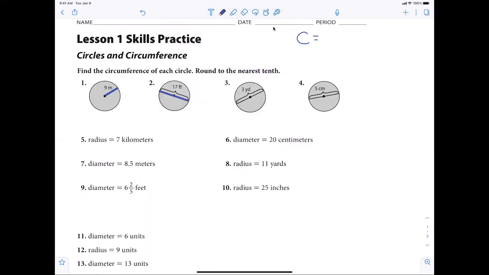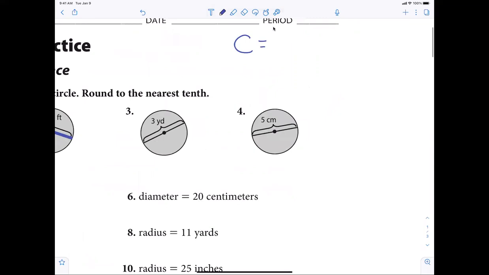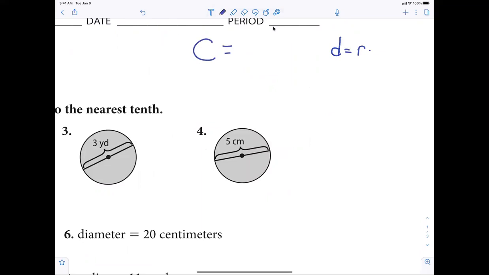Yep, close. Radius times two. So that's a good thing we should know anyway. The diameter is always the radius times two, or we say the diameter is 2r. All right, so that's something you need to know. Do you remember the formula? Yes, it did. 2 times pi times radius.